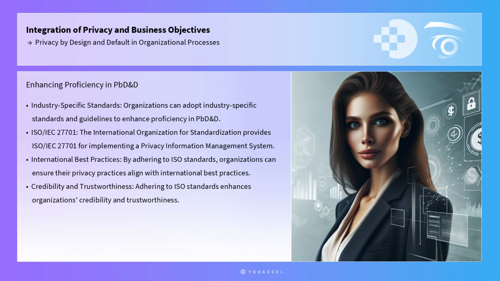To further enhance proficiency in PbDD, organizations can adopt industry-specific standards and guidelines. The International Organization for Standardization provides various standards, such as ISO IEC 27701, which offers a framework for implementing a privacy information management system. By adhering to ISO standards, organizations can ensure that their privacy practices align with international best practices, thereby enhancing their credibility and trustworthiness.